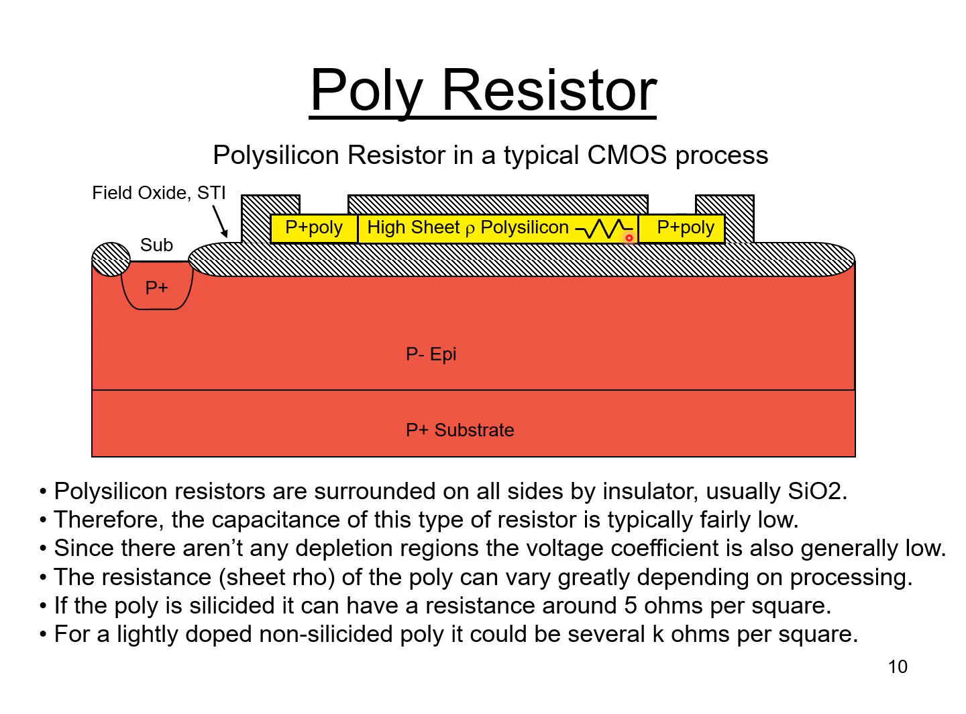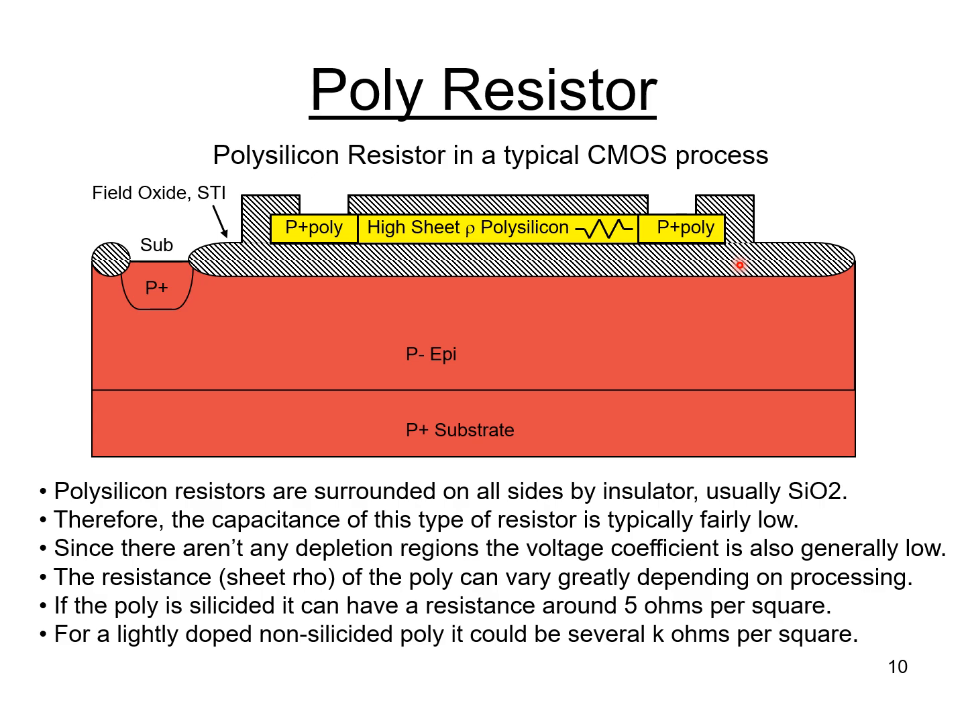Generally, polysilicon resistors are completely surrounded on all sides by insulators, such as silicon dioxide, and therefore the capacitance of this type of resistor is fairly low because you don't have any junction capacitance to deal with here. Since there aren't any depletion regions, because there aren't any junctions, polysilicon resistors also generally have low voltage coefficients.